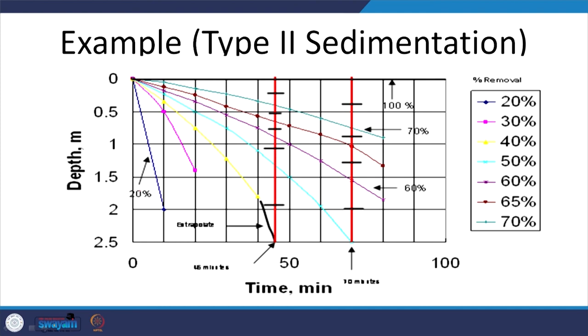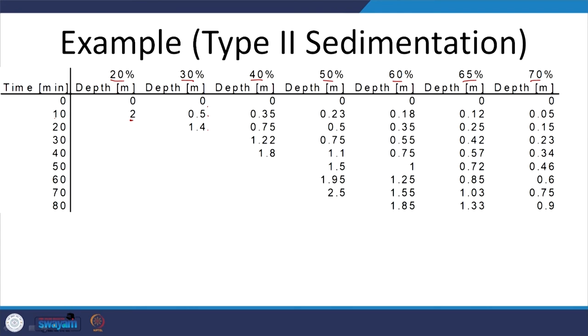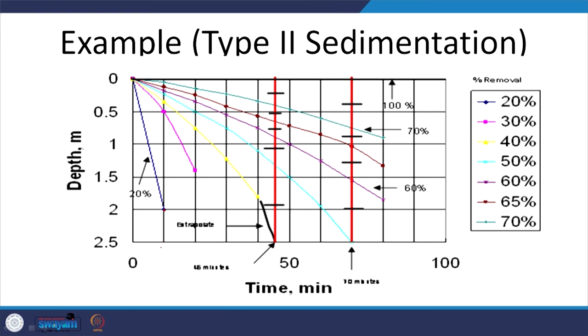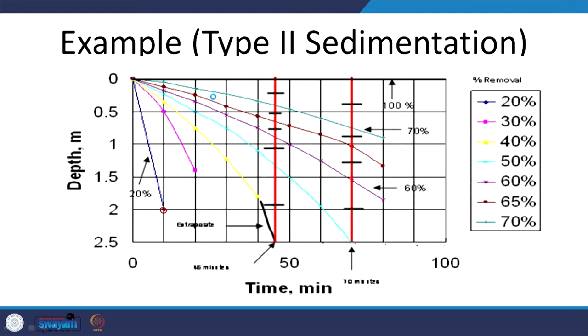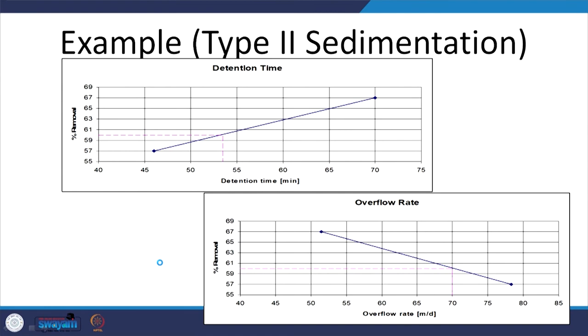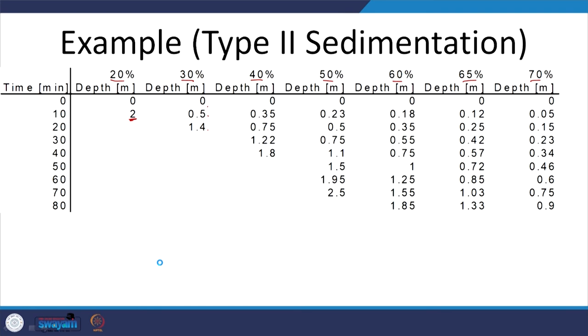For example, let me just look at how we got this blue line. We see that at 10 minutes, we will have 20% removal at a depth of 2 meters. So at 10 minutes, 10, 20, 30, 40, 50, 60, 70, 80, 90, 100, we will have 20% removal at a depth of 2 meters. And then here, we will have 30% removal after 10 minutes at a depth of 0.5. So the next one is 30%, and we will have it at 0.5, and more or less we plot this data in this fashion.